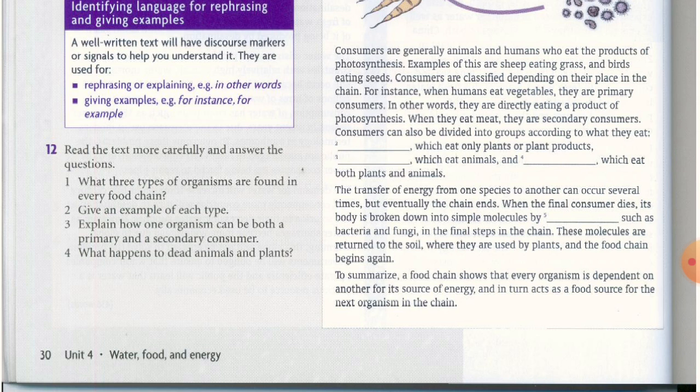The fifth one, decomposers. When the final consumer dies, its body is broken down into simple molecules by decomposers such as the bacteria and fungi in the final steps in the chain.